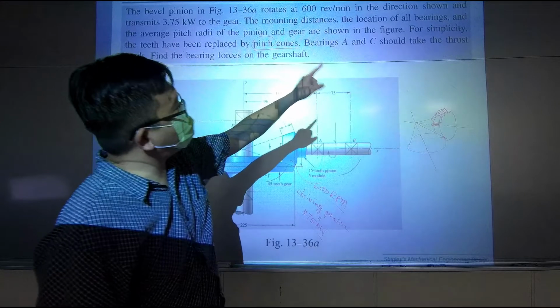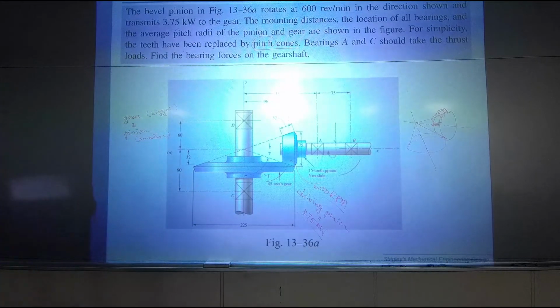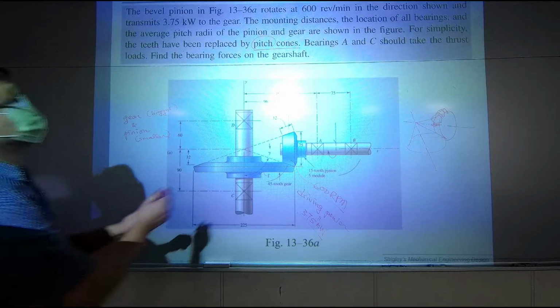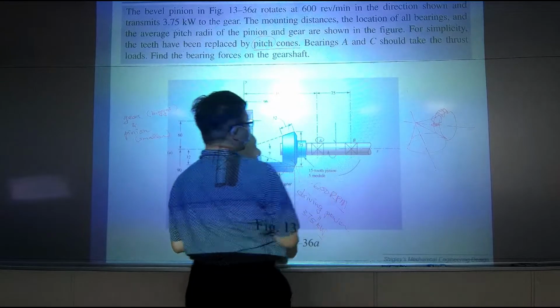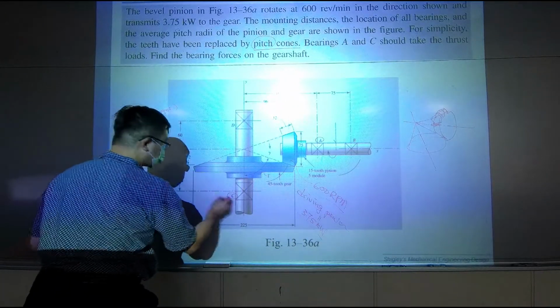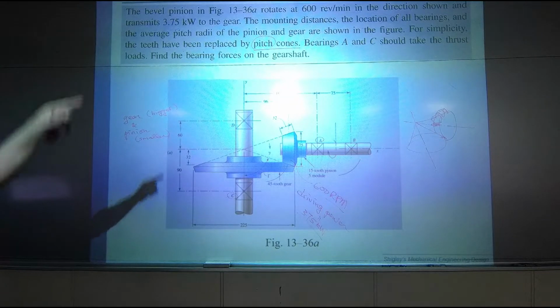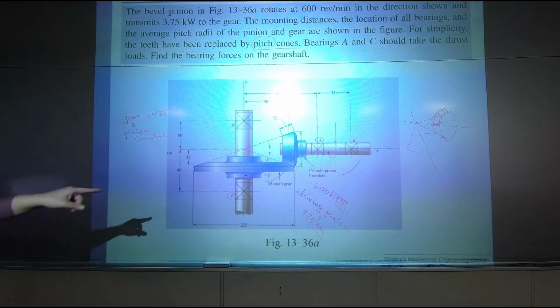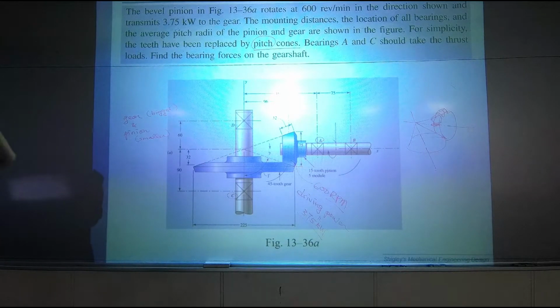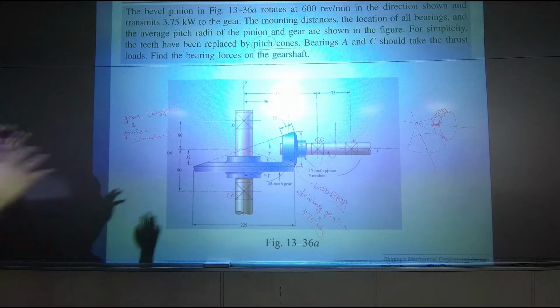Bearings A and C should take the thrust loading. That's the very practical condition in this problem, and let me tell you what's going on. This is bearing A, and this is bearing C. How come the problem specifically tells you those two bearings are taking the thrust loads? Let me explain more about what happened.